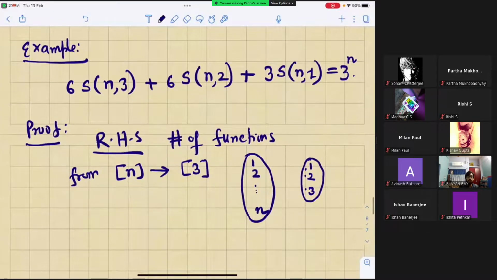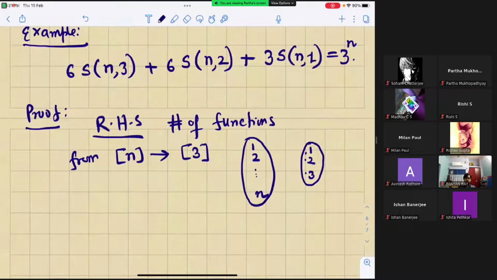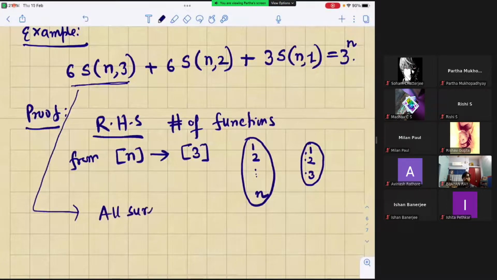So what is the first thing? Everybody followed what he said? The first thing is just all surjective maps. That's what we just discussed, right? Now, since the RHS is all maps, it need not be surjective. So this term is all surjective. Right? Let's analyze this term.